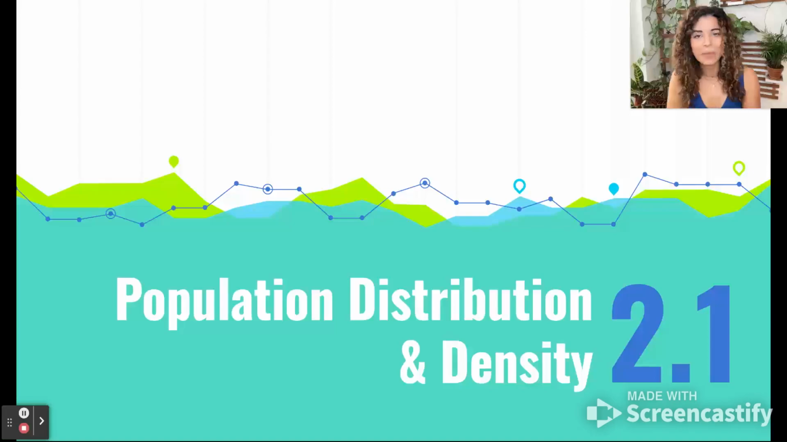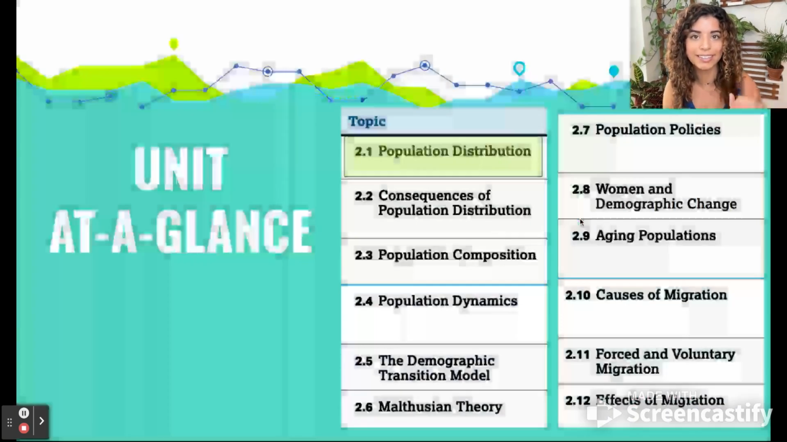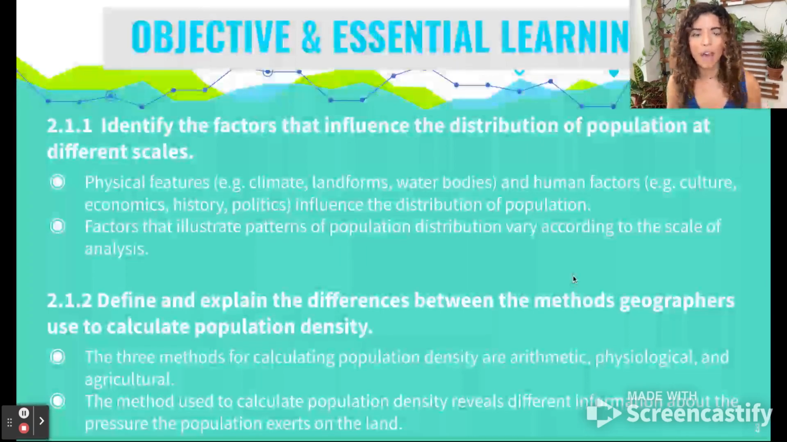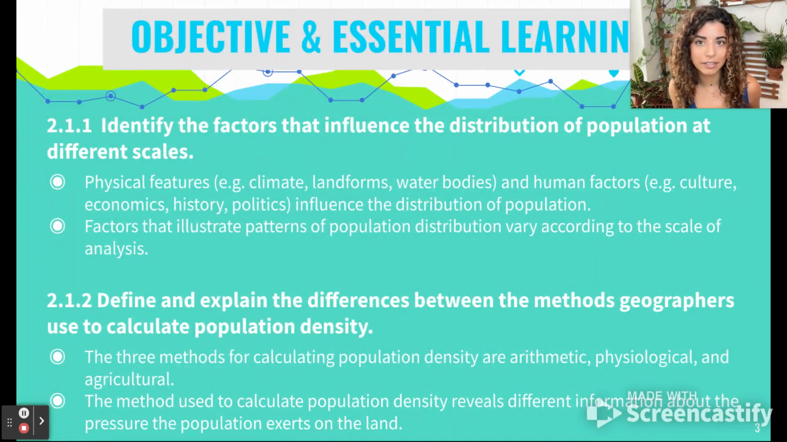Hey everybody, we are starting Unit 2, Population and Migration. So for this first objective, we're looking at population distribution and density. We're right here at the very beginning, quite a bit to cover for this particular unit. Let's take a look at the objectives and essential learning before we begin.